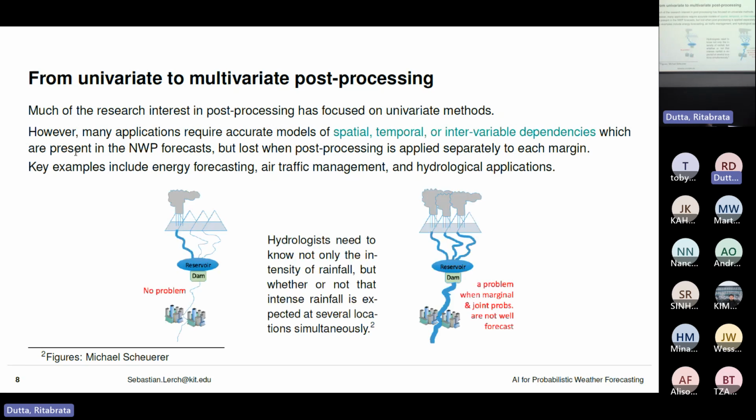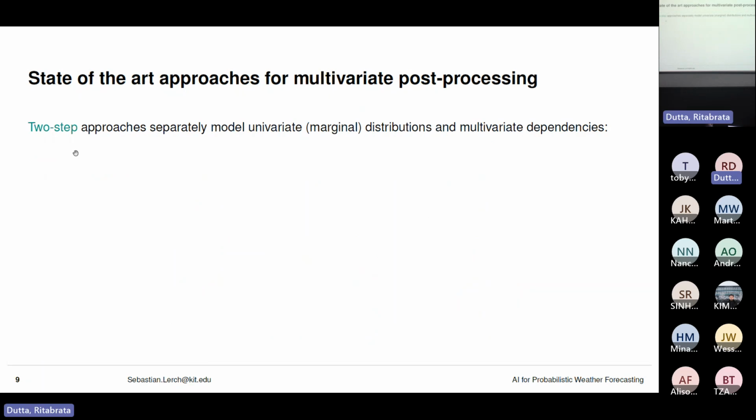Another key example are hydrological applications. You may have a situation like it's shown here. So you have different valleys, and every valley is feeding one river that all go into one reservoir. And if there's heavy rainfall in only one of those valleys, that may not be a problem. But if there's heavy rainfall simultaneously in all of those valleys, that may pose a problem, and the dam may not hold the water coming to the reservoir. So it's not only important to know the marginal probabilities, but also the joint probabilities to have the multivariate dependencies correct. So how would we go from univariate post-processing to multivariate post-processing?